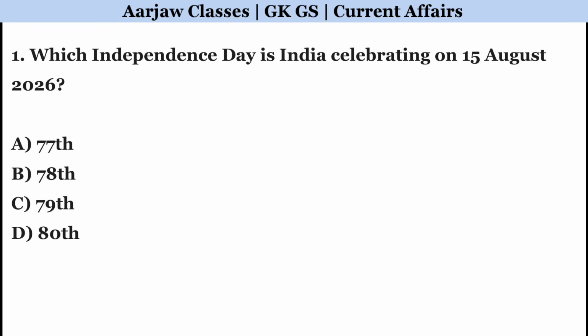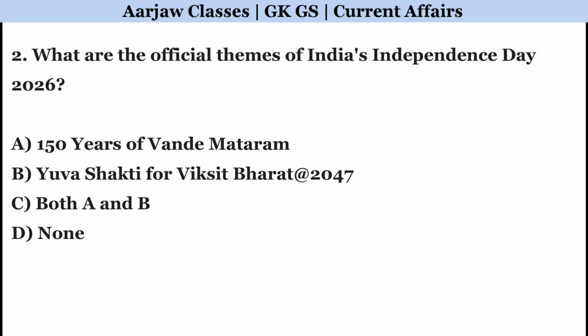Which Independence Day is India celebrating on 15th August 2026? Correct option is D. 80th. What are the official themes of India's Independence Day 2026? Correct option is C. Both A and B. 150 years of Vande Mataram and Yuva Shakti for Viksit Bharat @2047.